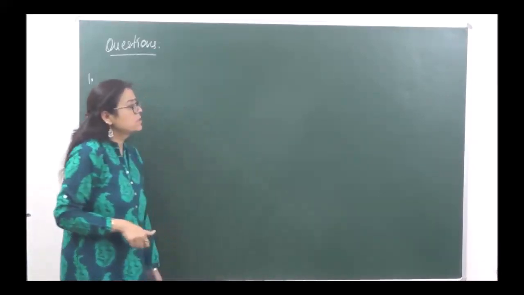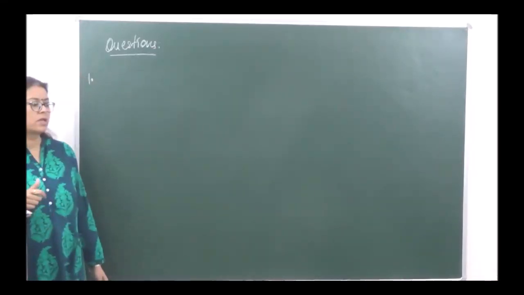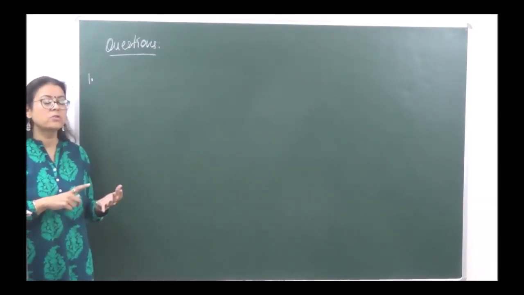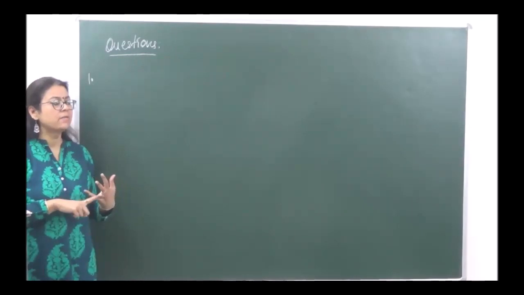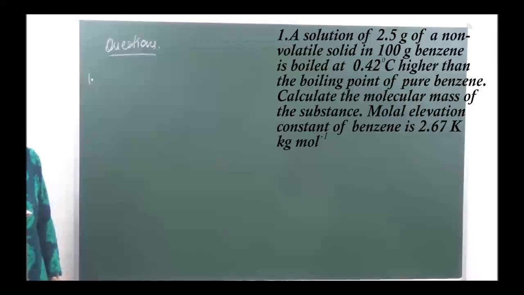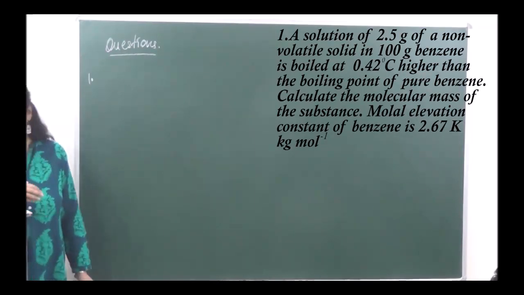Okay, let's do a few questions regarding both the colligative properties which we did just now. The first one was elevation in boiling point, and the second one is depression in freezing point, right? So the first question is: a solution of 2.5 grams of a non-volatile solid in 100 grams of benzene boils at 0.42 degrees Celsius higher than the boiling point of pure benzene. Calculate the molecular mass of the substance. The molar elevation constant of benzene is 2.67 Kelvin kg per mole.